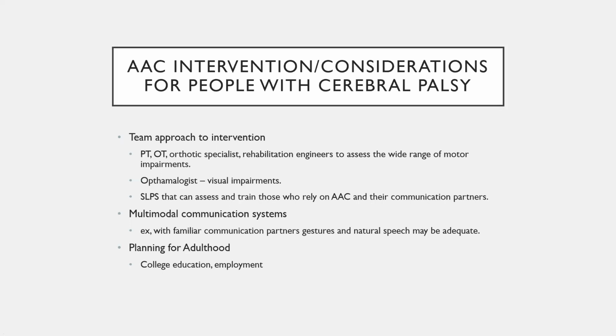And another important piece, I think, for all of the disabilities that we're going to discuss tonight is really planning for adulthood, because we're really talking about intervening and intervention when we're working with children that have these disabilities and disorders. So we want to talk about, what is college education or employment, wherever that person's skill and trajectory is. How can we plan for that? How could we customize a system, or how could we train and build upon skills so that a person is fluent with their system and can achieve some more long-term goals?